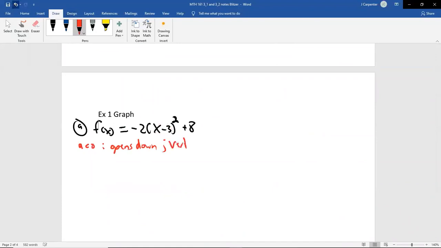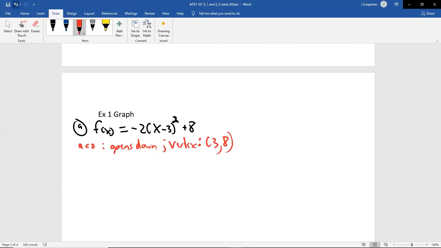So our vertex would be +3 comma, and then for the k, you do not change the sign of that number, so it's just a +8. This is where people make their simple mistakes. They go -3 comma -8 or -3 comma 8, but it's 3 comma 8.